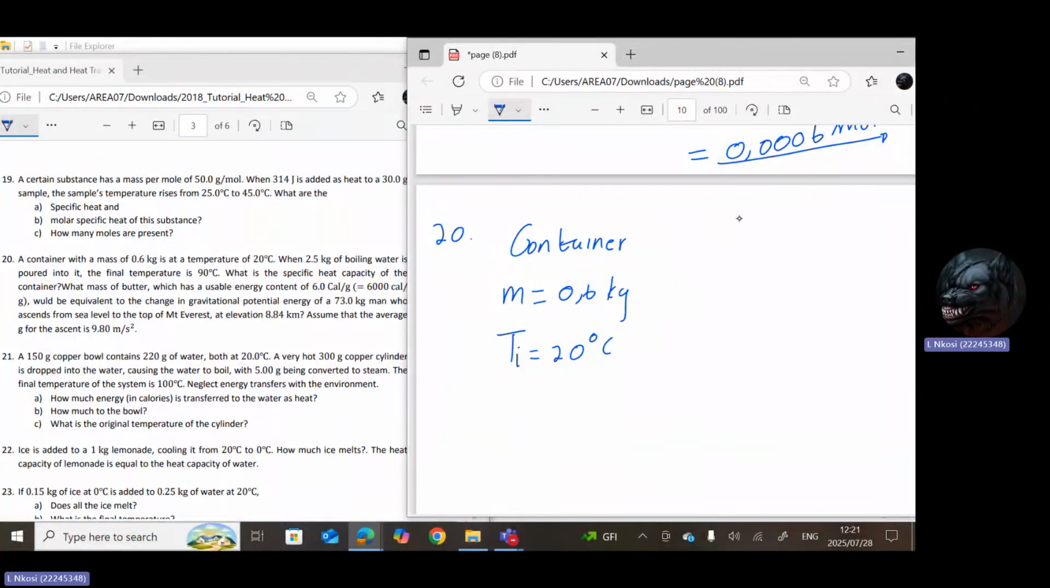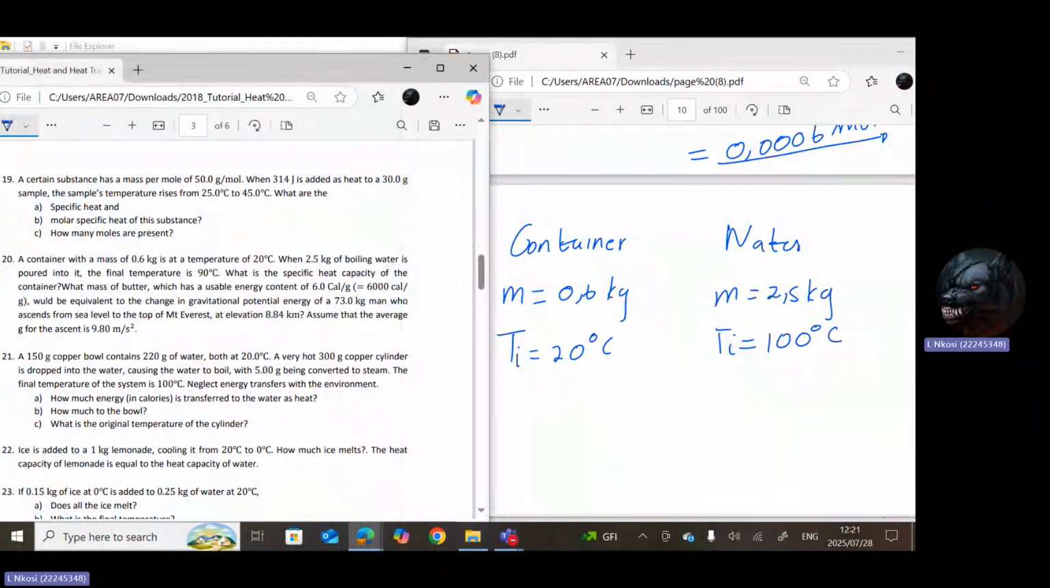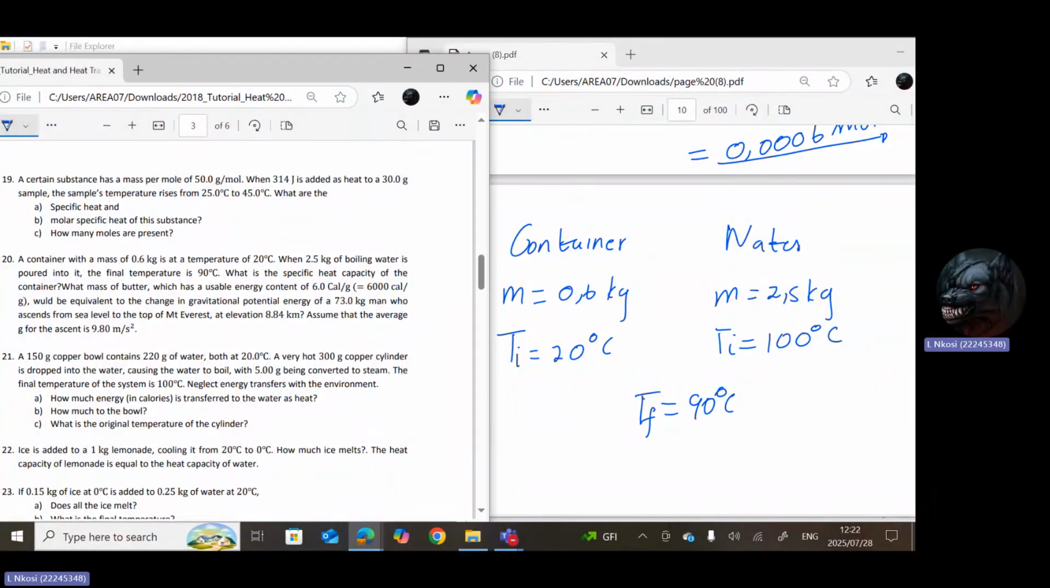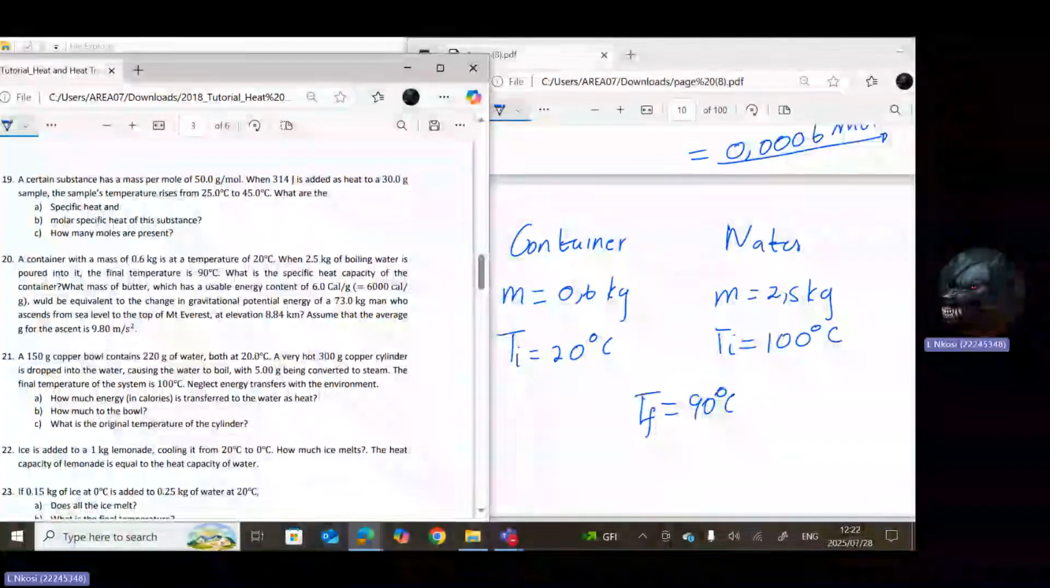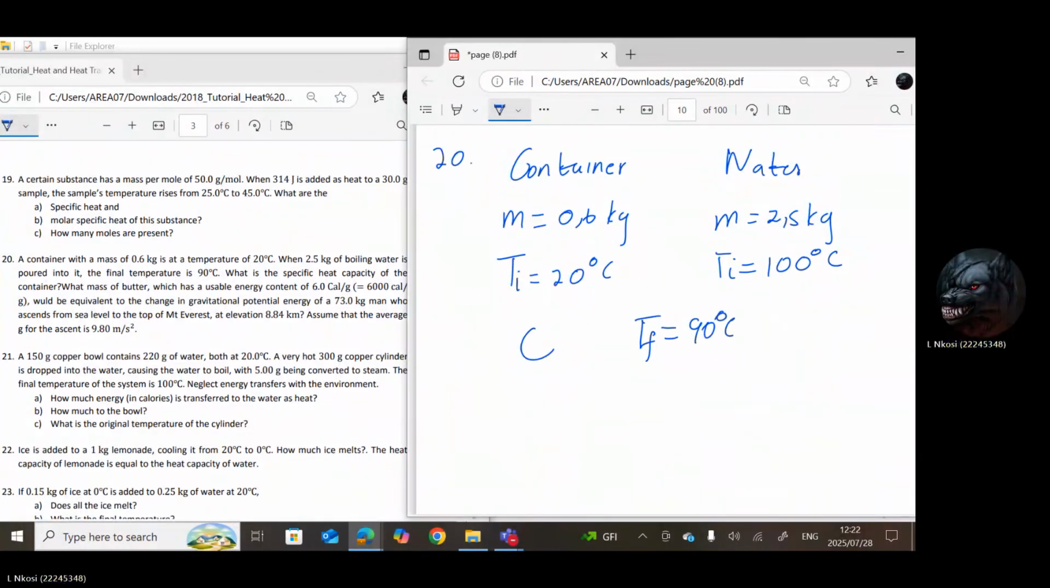When 2.5 kilogram of boiling water is added, you have water here with a mass of 2.5 kilogram. Its initial temperature is 100 degrees Celsius because it's boiling. But the final temperature of the solution is 90 degrees Celsius. What is the specific heat capacity of the container?